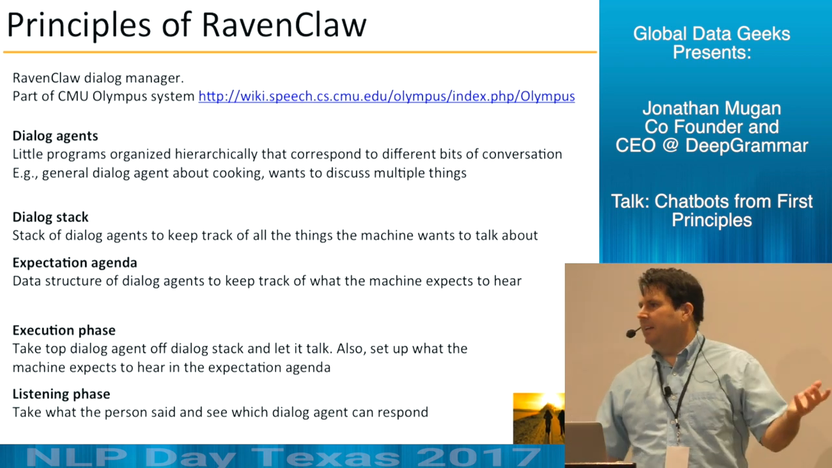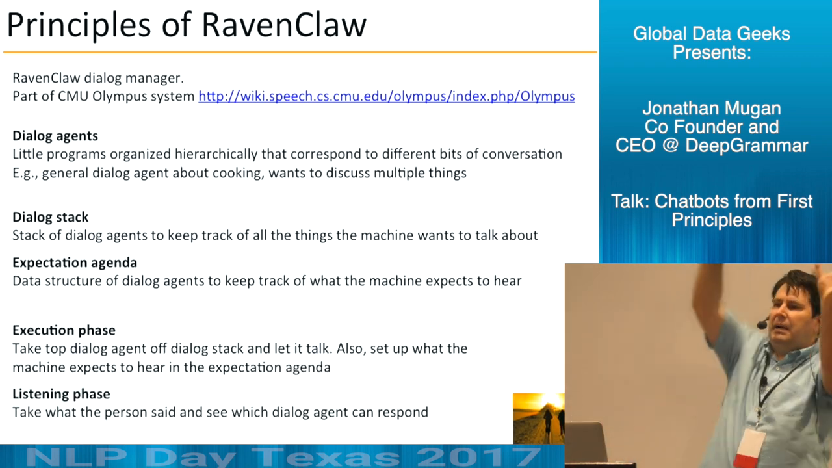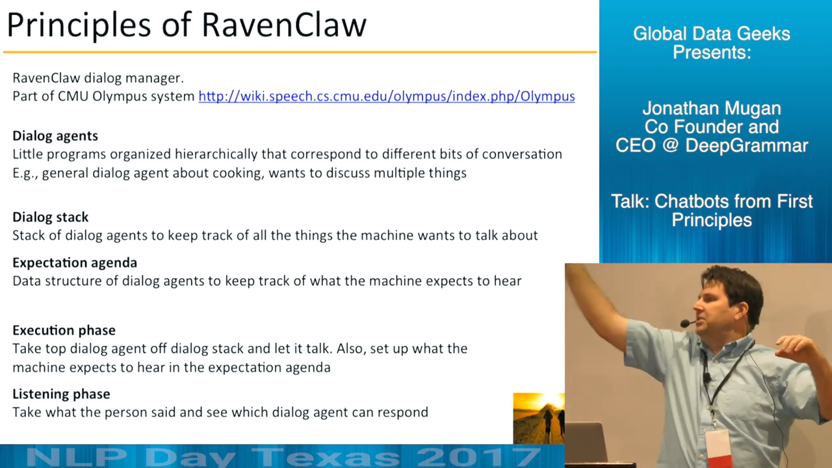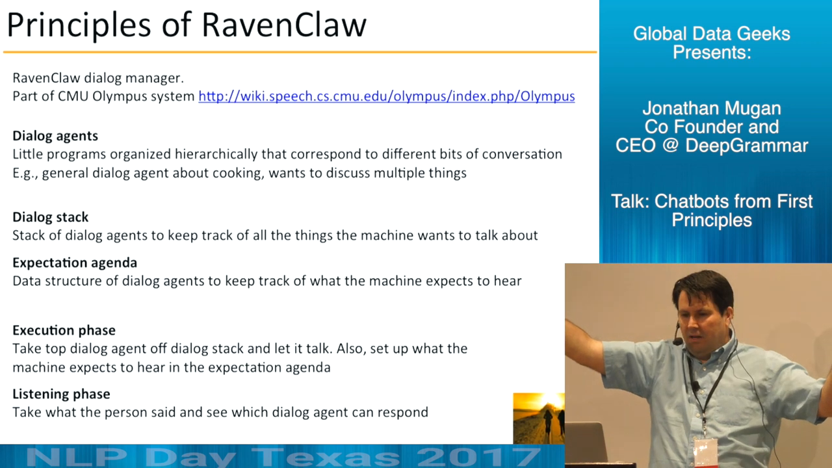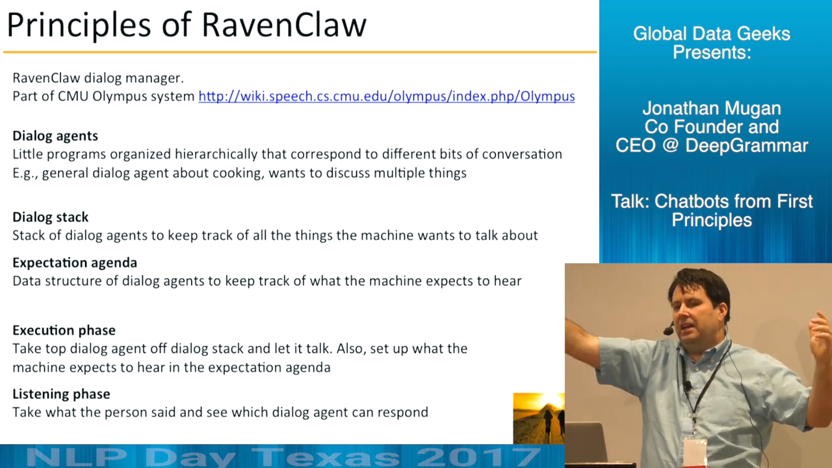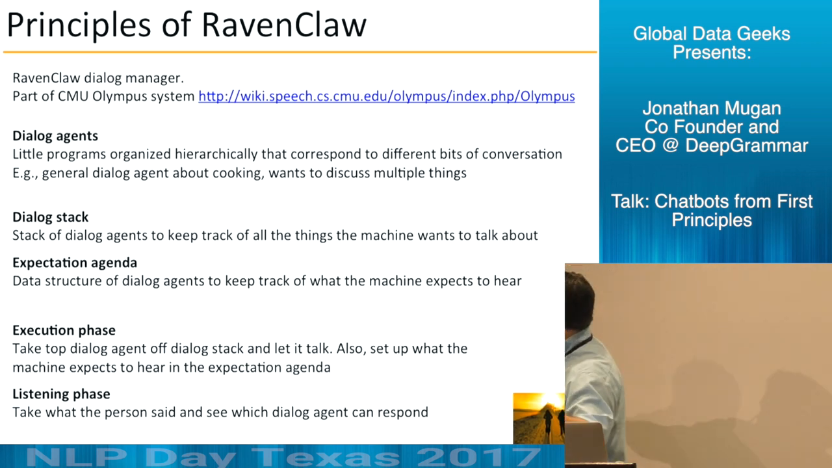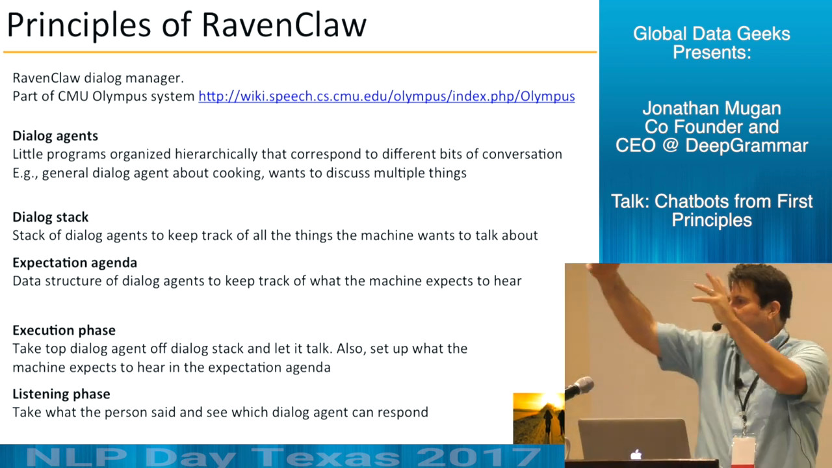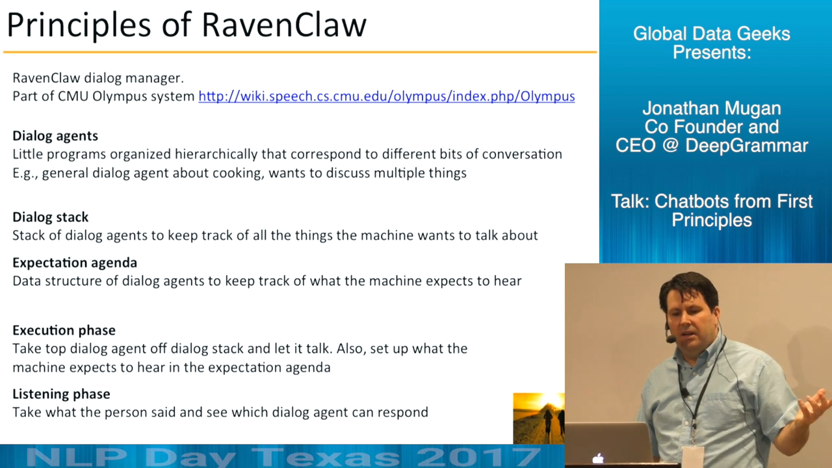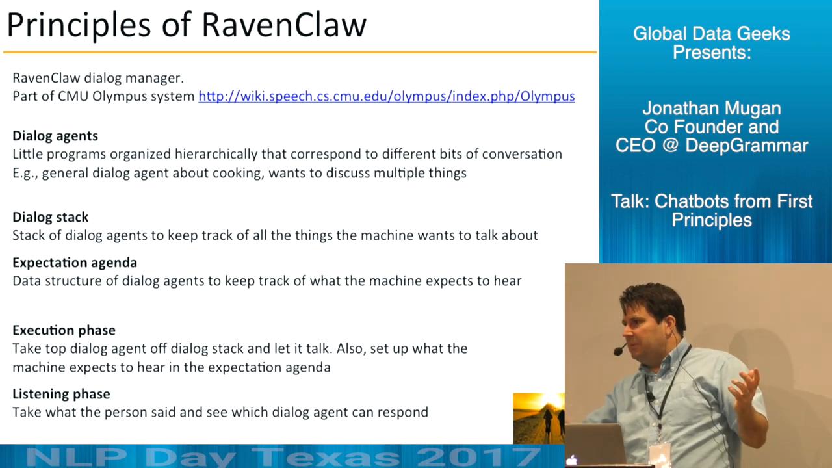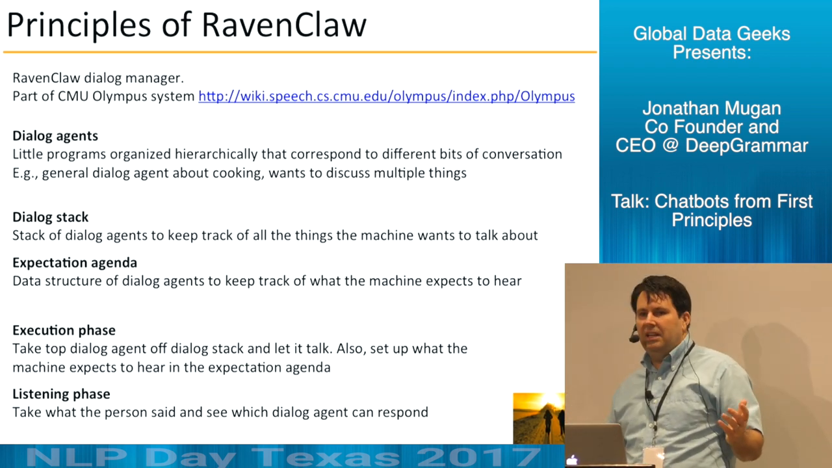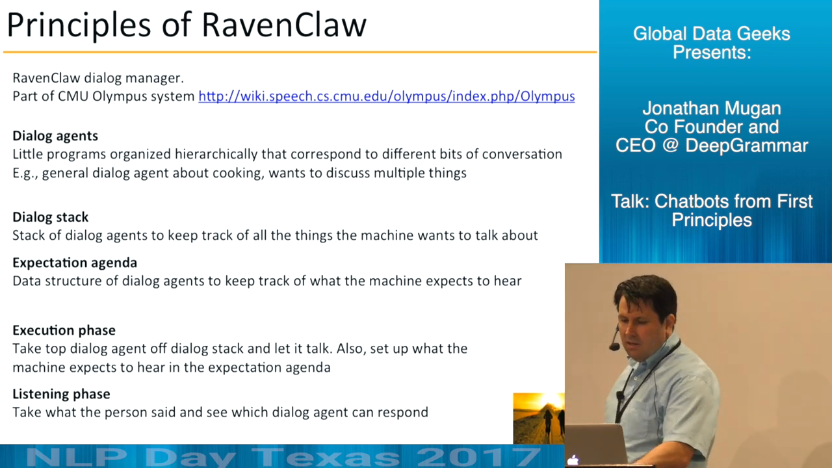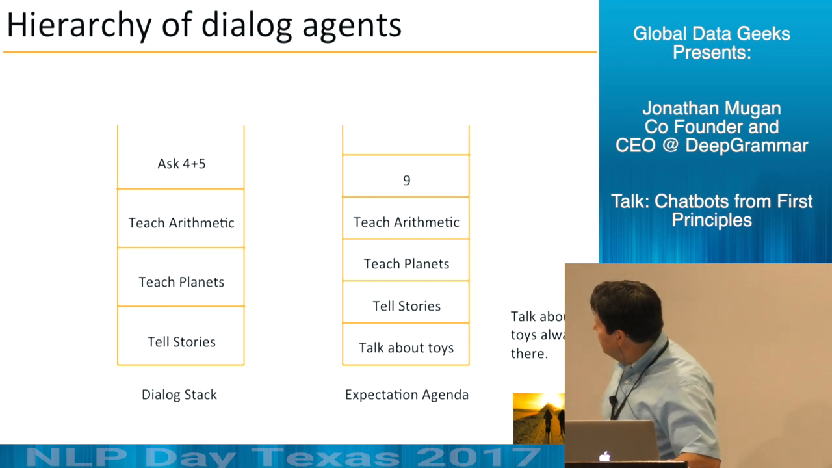And so you have two phases. You have an execution phase where you take the top dialogue agent off the stack, and that dialogue agent does what it wants to do, like ask a question. And then you have this listening phase where it takes the utterance from the user and matches it against all the things in the expectation agenda to figure out what question that person is answering or what new topic that person wants to discuss. And so you have something that looks like this.